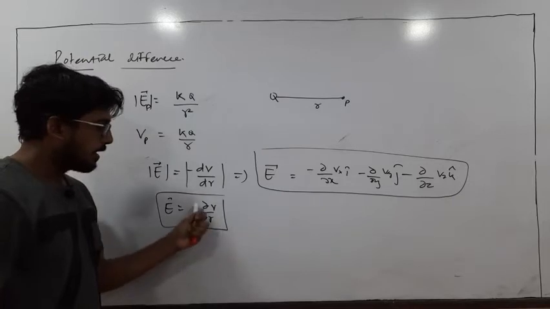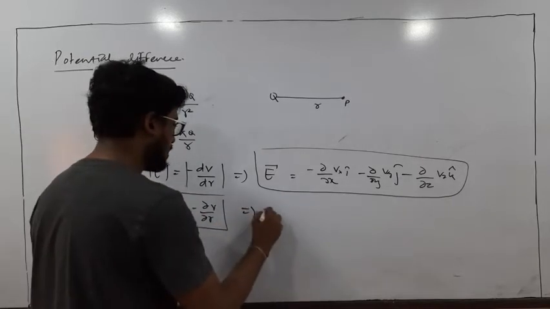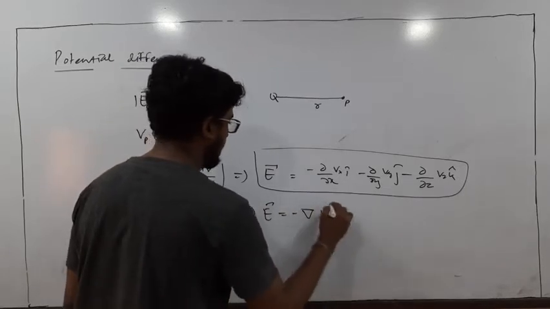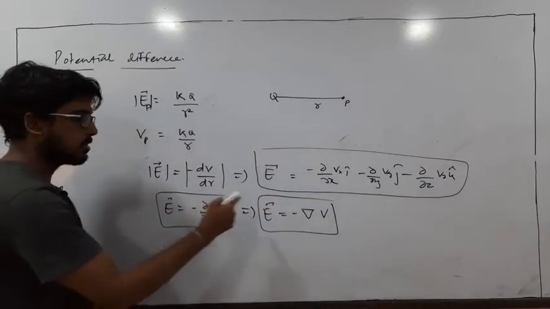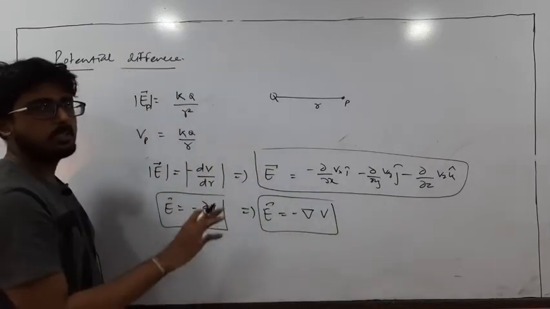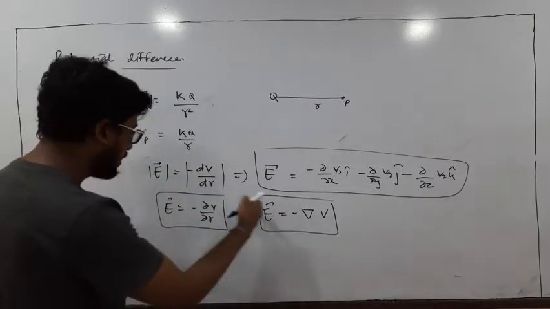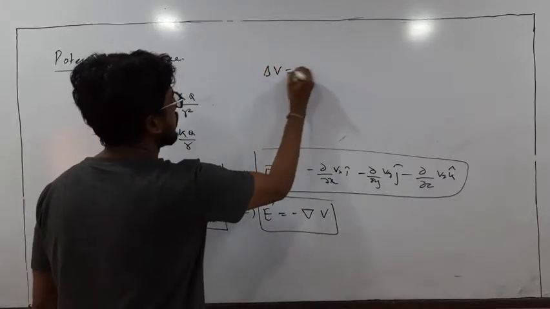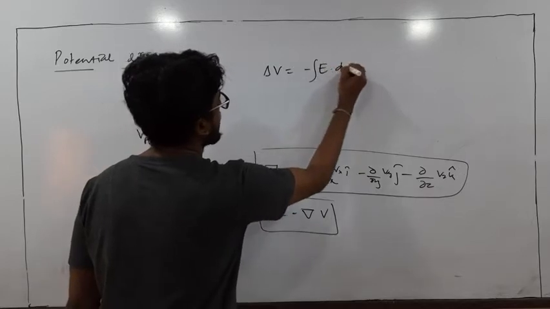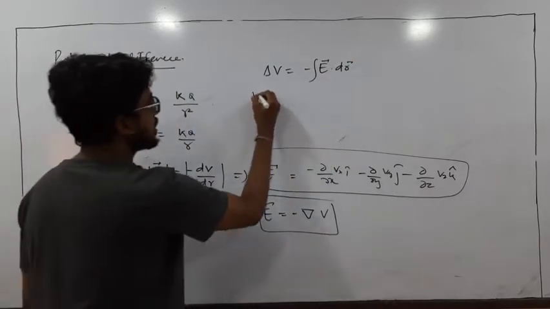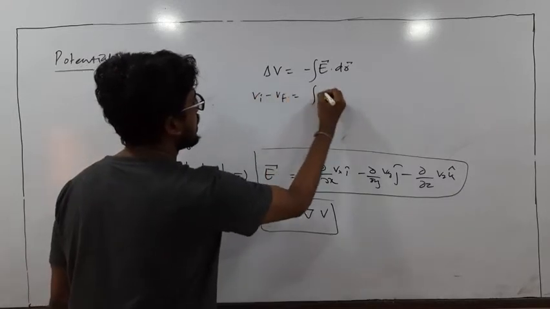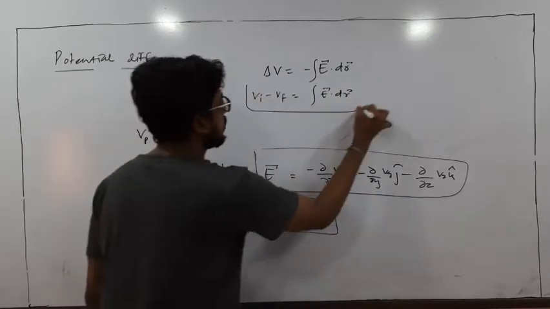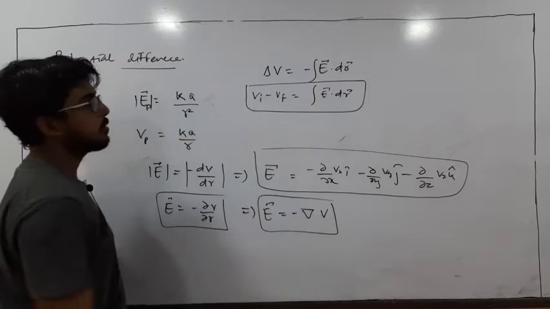Clear? Where del by del r is the del operator, or simply this can be written as E vector equal to minus grad V. This is the relation between electric field and potential. For the derivation you can refer to the video. If I take the inverse of this, the change in potential will be equal to minus the line integral of electric field, or V initial minus V final will be equal to the line integral of E vector dot dr vector. So this is the relation between electric potential and the electric field.